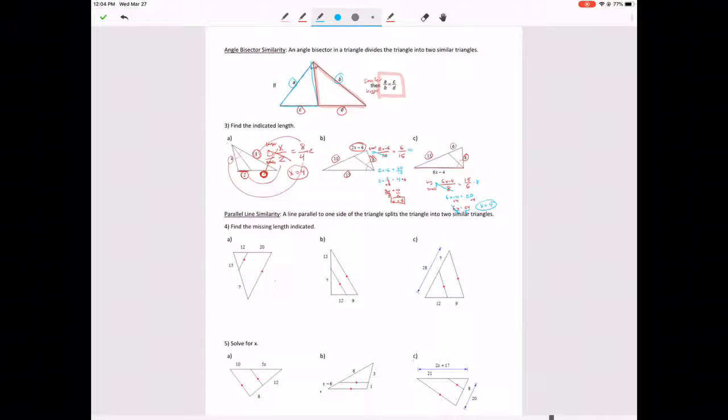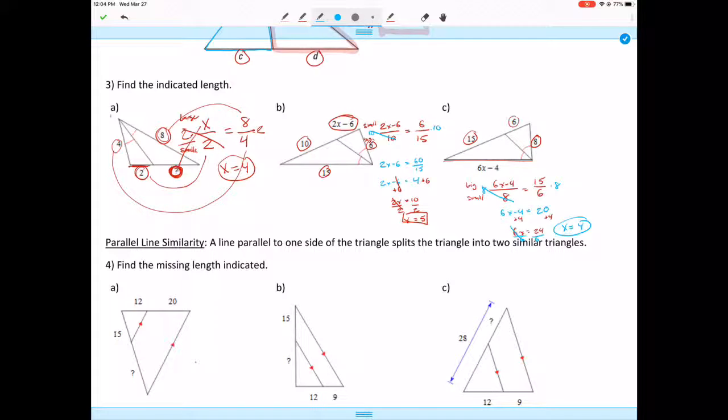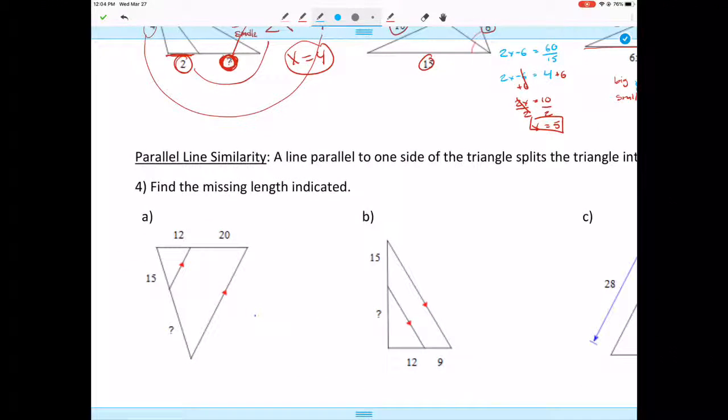All right, next we have parallel line similarity. So we haven't really talked about this. Perhaps we've talked about it a little bit when we were doing our proofs. But when we had our proofs, we knew what all the sides were. All right, so parallel line similarity: a line parallel to one side of a triangle splits the triangle into two similar triangles. All right, so we would say that this triangle is similar to this triangle.